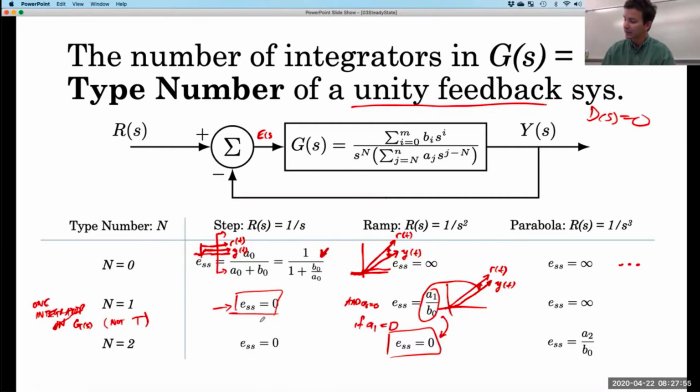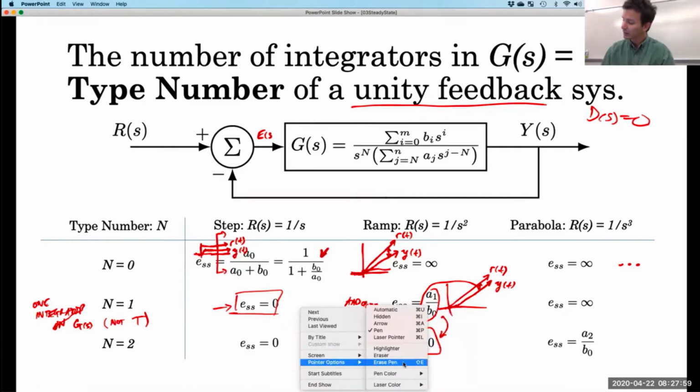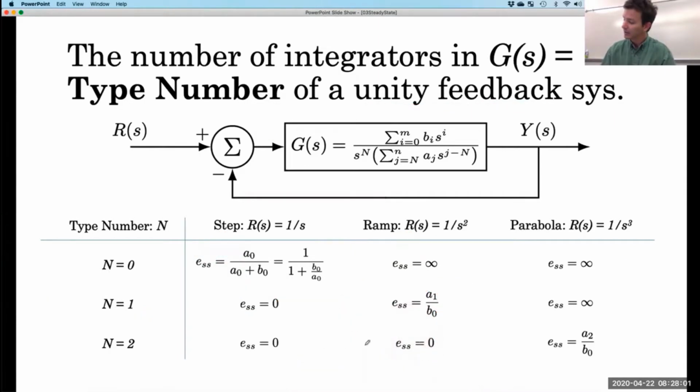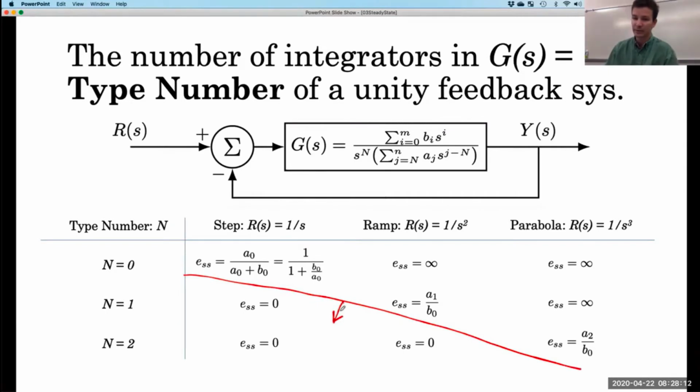Let me see if I can clean things up here. Let's see if I can erase the pen. Look what's happening here. Everything below the diagonal, they're all zeros. And 0 is good or bad in this context? Good. Yeah, we want small errors, and you can't get any smaller than 0.